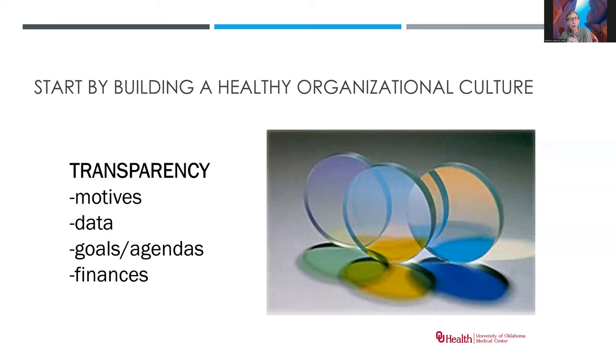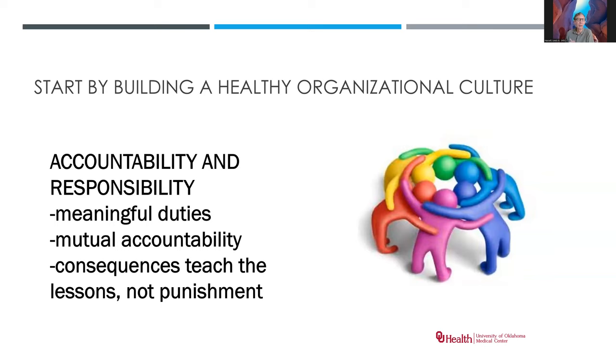Another feature is, of course, transparency. And of course, if people can't see the alignment of what they're doing fits, then it's probably because there's a lack of transparency. But this transparency has to include the motives, why we're doing what we're doing, the data, what's really happening. Are we profitable? Are we not? What our goals, what our agendas are, and of course, what the finances are. It's very helpful as well. Now, that doesn't mean they have to know how much every widget costs and so forth, but it does mean that they need to know the overall big picture.